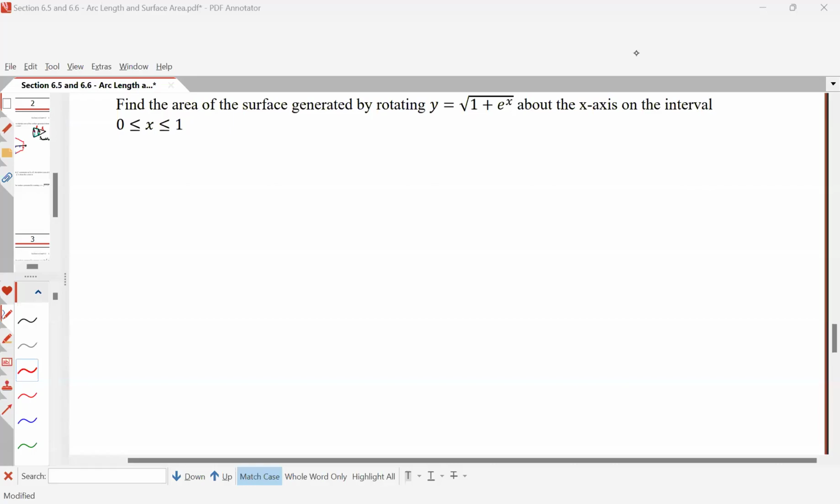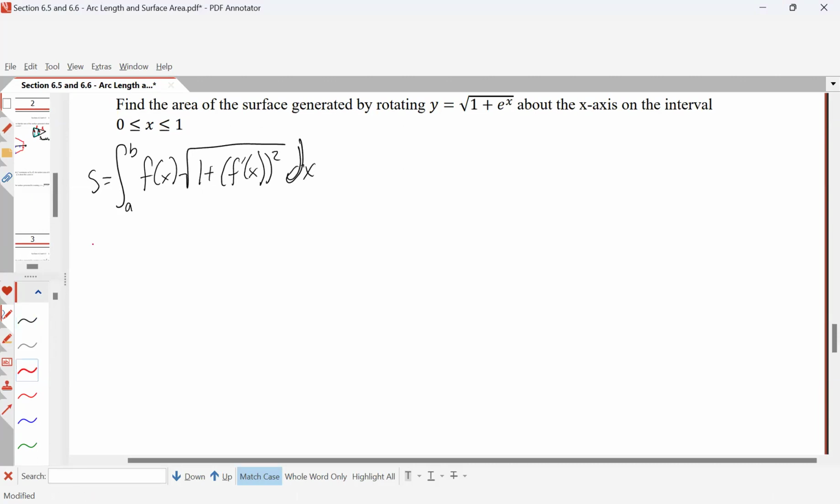In this video, we want to look at how to find the surface generated by rotating the square root of 1 plus e to the x about the x-axis on the interval 0 to 1. So in the last video, we saw that the surface area is found from a to b of the integral square root of f of x times the square root of 1 plus the derivative squared.